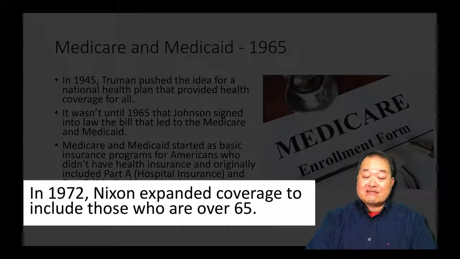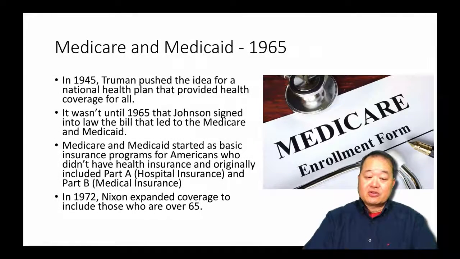It was in 1972 that Nixon expanded coverage to those over 65. Oftentimes we, as the current generation of healthcare people, have a tendency to think of Medicare and Medicaid as the insurance for older people. But realize that it really didn't have its birth as something for older people. It had its birth for people who could not afford insurance. It wasn't until Nixon, 7 years after its original inception, that he expanded it to include people over the age of 65.